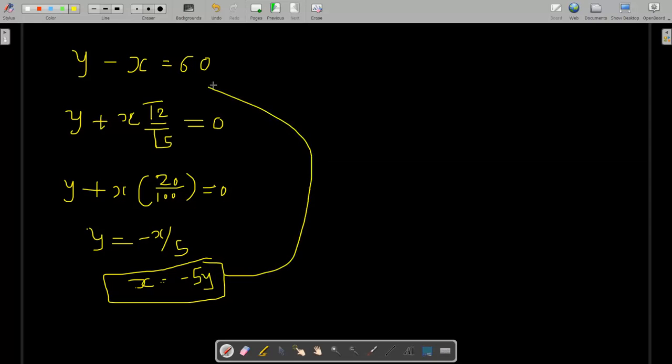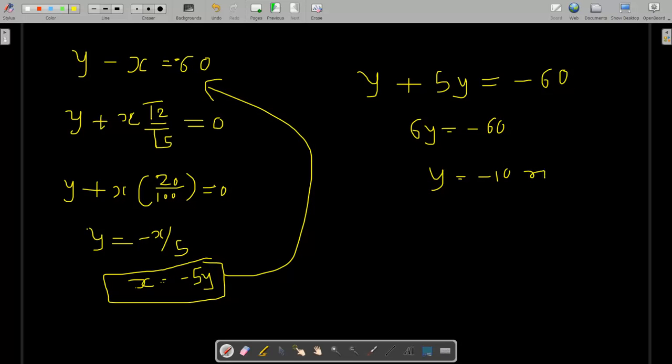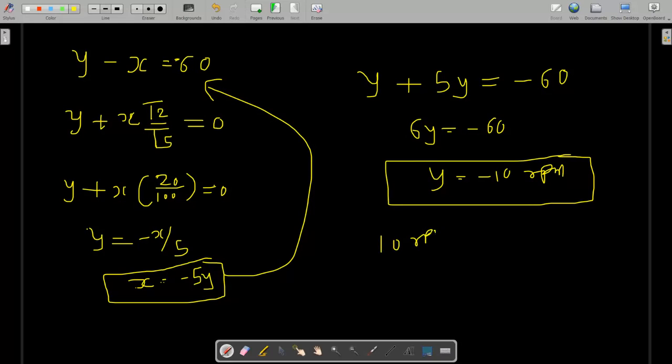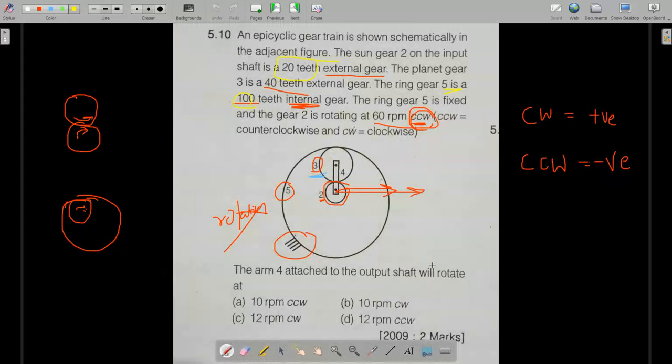Now put this value in the equation. With x equal to minus 5y, we get y plus 5y equal to minus 60, because it is counterclockwise. So 6y is equal to minus 60, so y is equal to minus 10. This is our answer: minus 10 rpm, the speed of the arm. The minus sign indicates that the arm is rotating at 10 rpm in the counterclockwise direction. As you can see, option A is the correct answer.